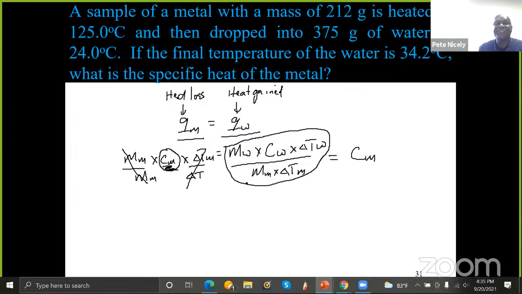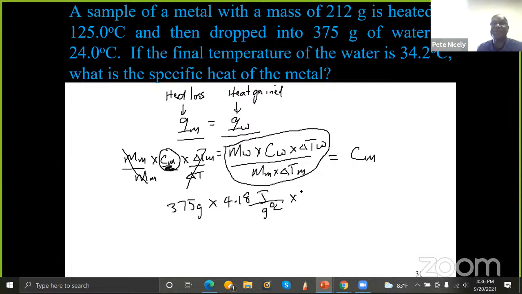So we have to look at the question and first identify in the question what's the mass of the water. And according to the question, the mass of the water is equal to 375 grams times the specific heat of the water. Now that would have to be given to you. And in fact, that is actually given to you in the tables that I've posted in Canvas. It's going to be 4.18 joules per gram degree Celsius times the change in temperature of the water.